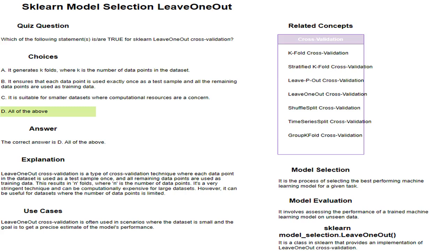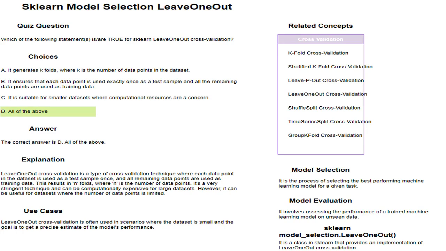Shuffle split cross-validation is a type of cross-validation where the data is shuffled and then split into multiple folds. This helps to ensure that the folds are not biased by the order of the data. Model selection: shuffle split cross-validation can be used to compare the performance of different machine learning models on a given dataset.